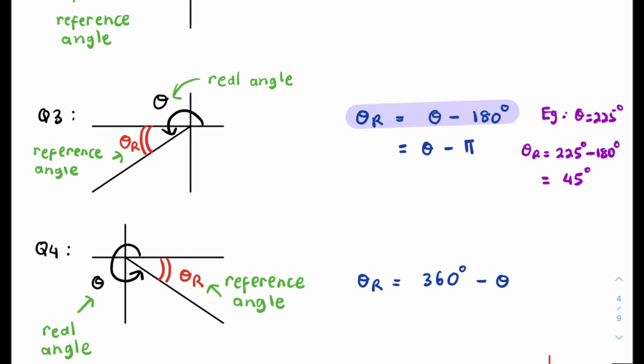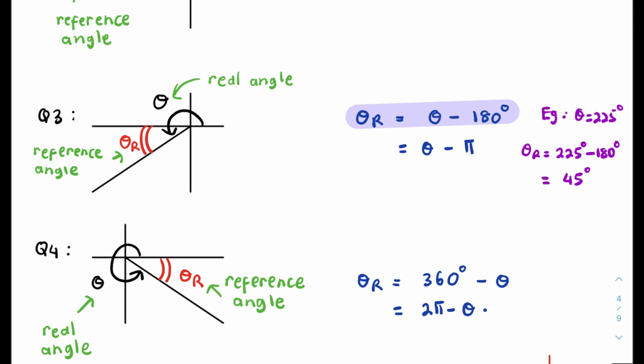Okay, now let's look at your quadrant 4. Quadrant 4 tells you that this real angle will be over 270, but we're not going to use the 270. What we use is the total of one rotation, 360 degrees. Now your acute angle is on this part. So to find your reference angle, it is just 360 degrees minus your real angle. Or in terms of radians, you can put it as 2 pi minus theta.